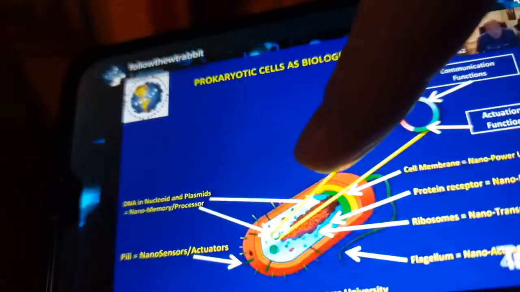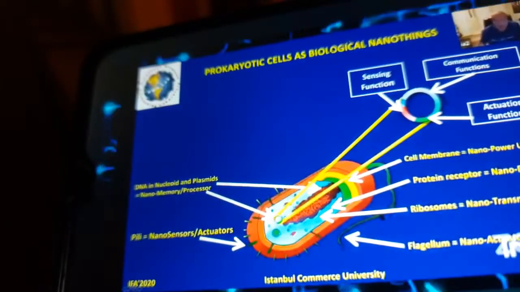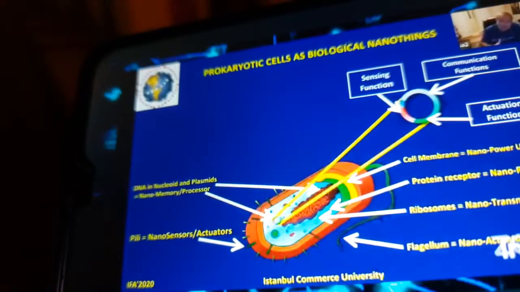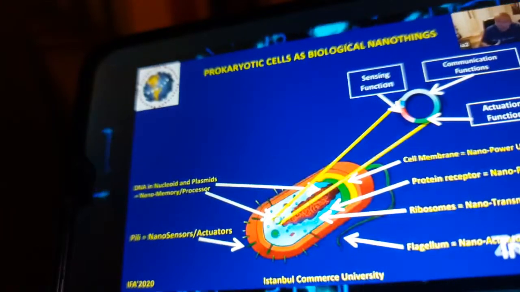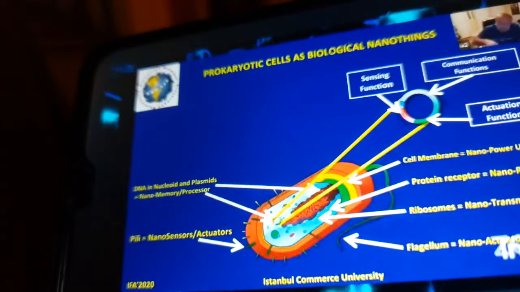These are the pili, and they act like sensing and actuating. And this flagellum, like a tail, is like an actuator. It navigates the bacteria. And they're extremely slow moving. Like, for 1 centimeter, they need like 4.5 hours. They're always tumbling, so slow.